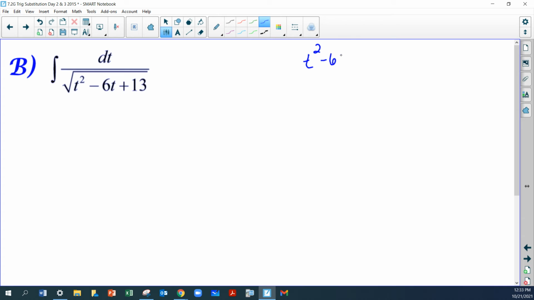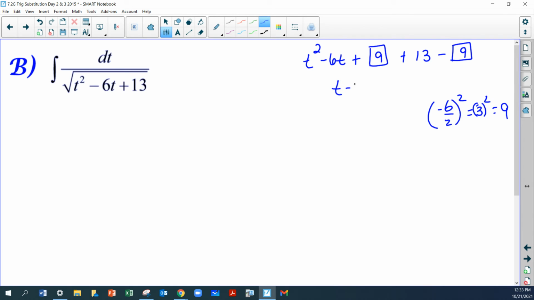T squared minus 6t plus something plus 13 minus that something, right? Fill in the box. 6 divided by 2, I guess it's negative 6, quantity squared equals a negative 3 squared. Looks like it's 9 to me. I add 9, I subtract 9.